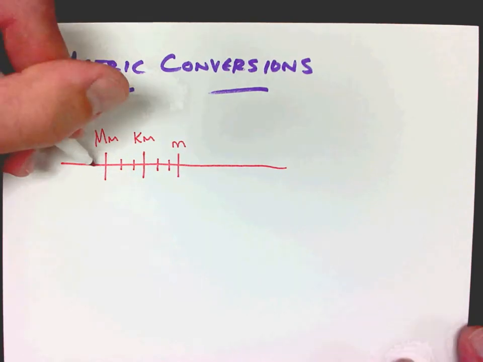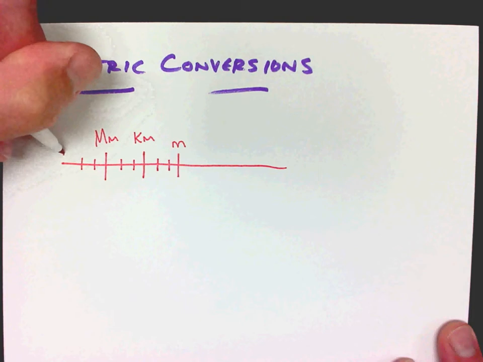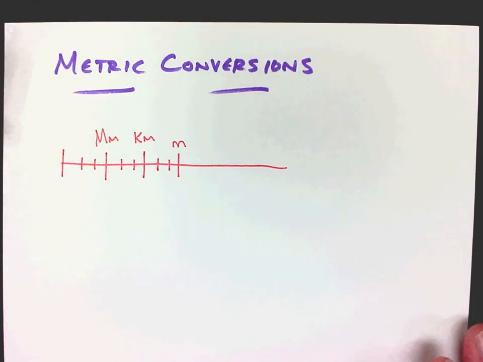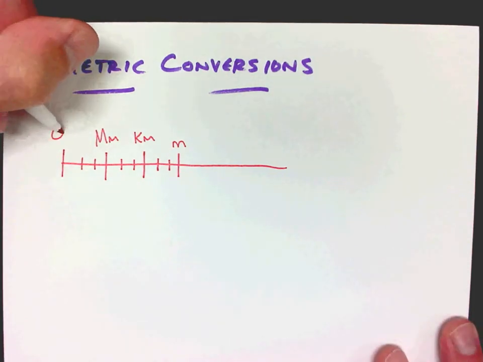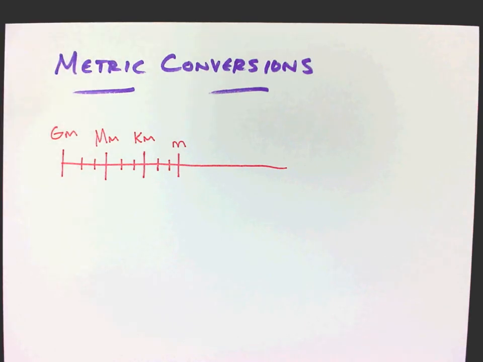From there, we're going to go 3 more spots to get our last prefix out here on the end. The last one is giga. Giga means billion, so 1 billion meters is 3 more spots out here to the left. That's it in terms of the large prefixes that you need to know: kilo, mega, giga.